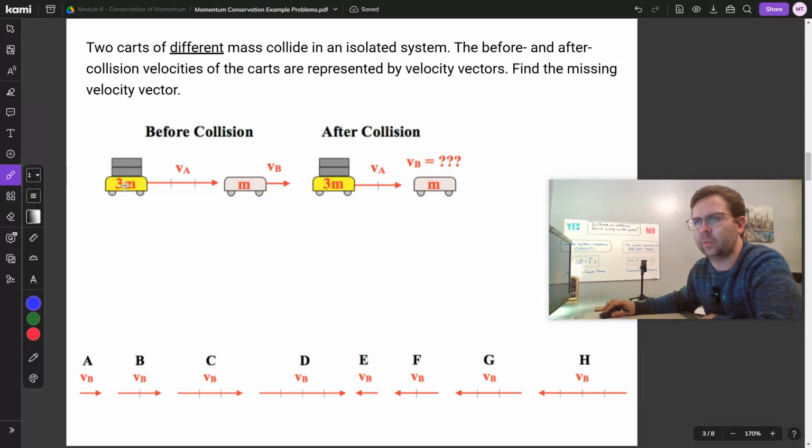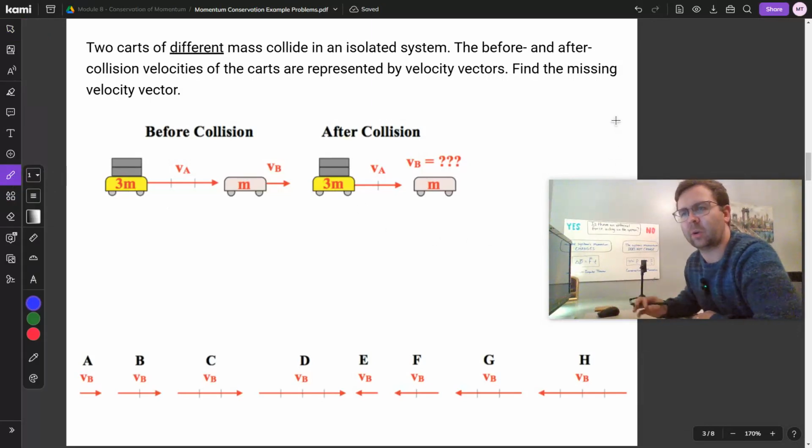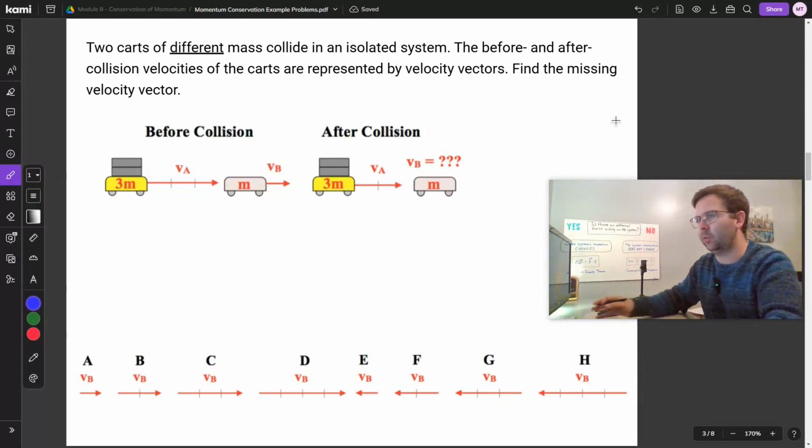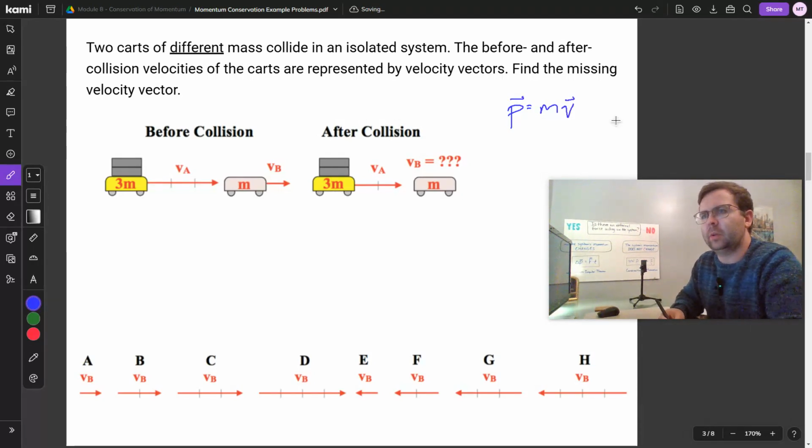So now we're dealing with different masses for our starting objects. And if you just recall, momentum is mass times velocity. Okay. So here we have an object that's got a mass of 3m. We don't have numbers again for the number of kilograms. So we're just dealing with 3m and m. So this is 3 and 1 for your masses.